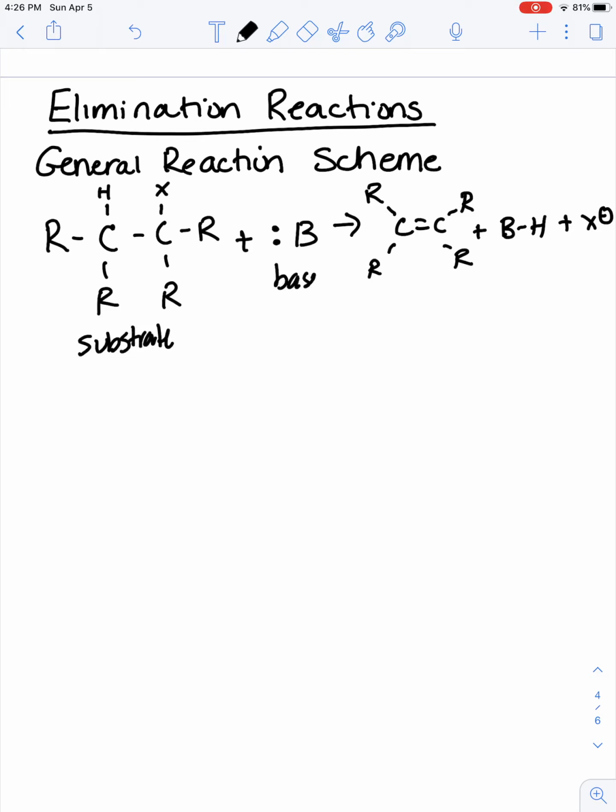we have our base, your base or your nucleophile, those terms can be used interchangeably. We have our elimination product, we have our conjugate acid, and then we're going to have our leaving group. So when we look at the elimination reactions, first we're going to talk about the E1 reaction.